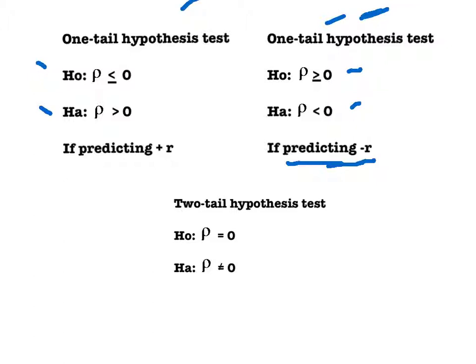Down at the bottom, where we have the two-tailed test of the hypothesis, this is very similar to hypothesis testing with z, where our alternative hypothesis is that rho is equal to some value other than 0. And our null hypothesis is that rho is equal to 0, meaning that in the population there's no relationship between the x and y variables.